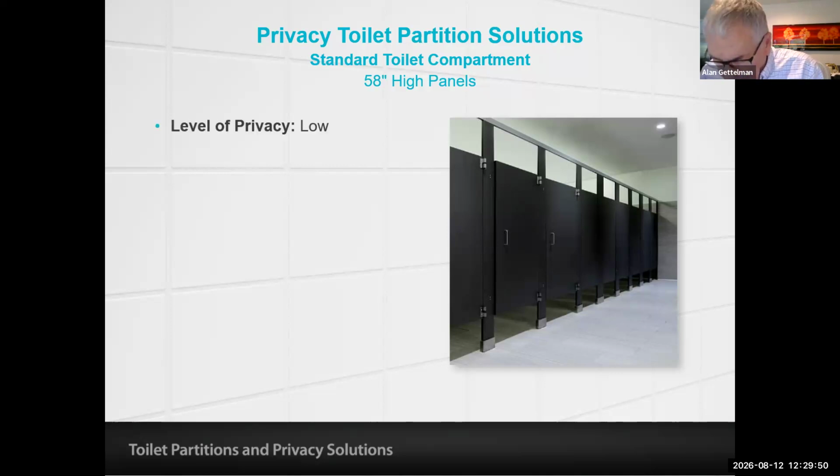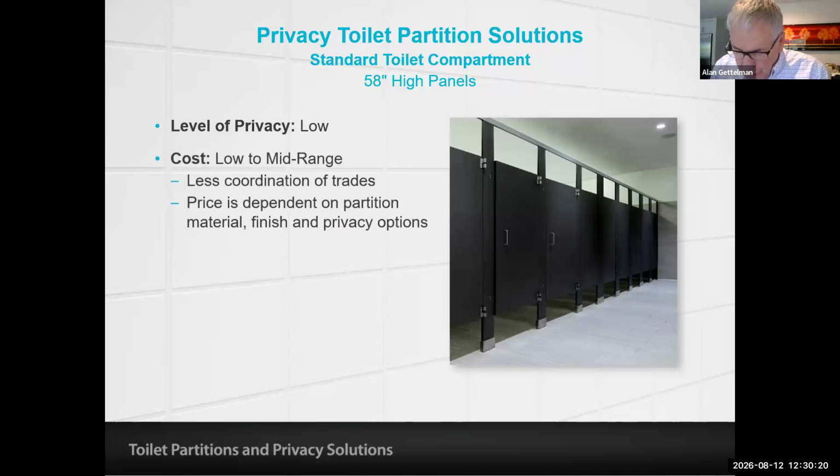All right, the level of privacy that the standard partition solution provides is typically low. These are known for 12-inch floor clearance as well as large gaps between doors and styles. However, these issues can be addressed with the addition of taller, no sightline doors and styles. In addition, add-on strips can be effective in increasing privacy, but may sacrifice some aesthetics. The cost of the standard toilet compartments will vary from low to mid-range.